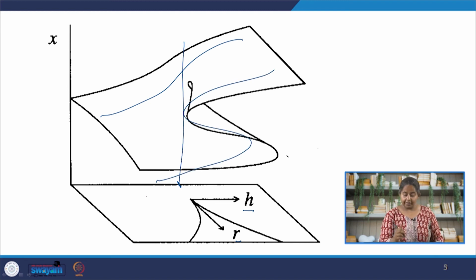Similarly, if you keep h constant and then vary r, you can again do a cross section of this surface and you will get the same bifurcation diagrams again.